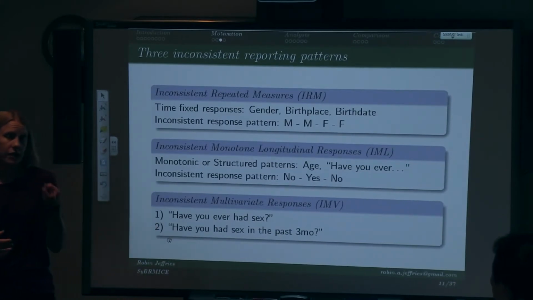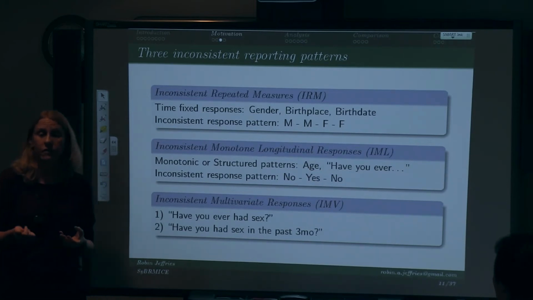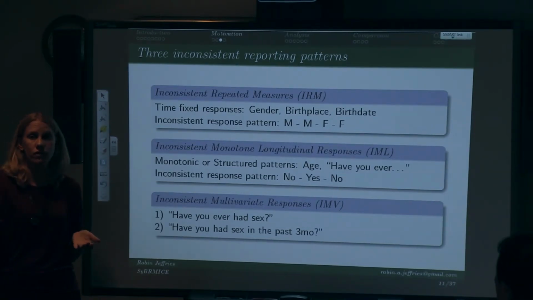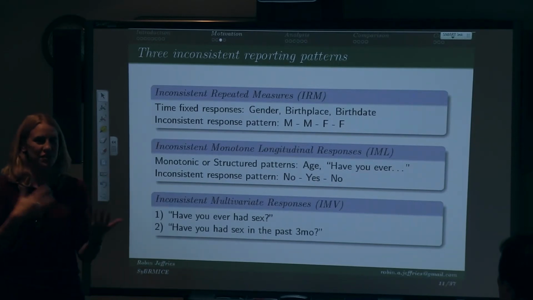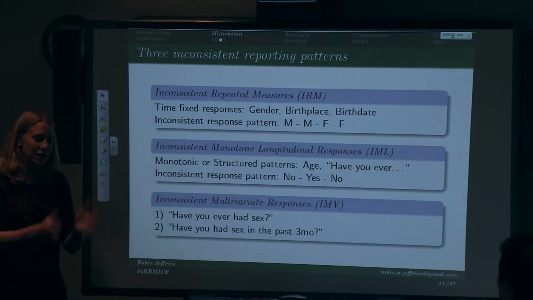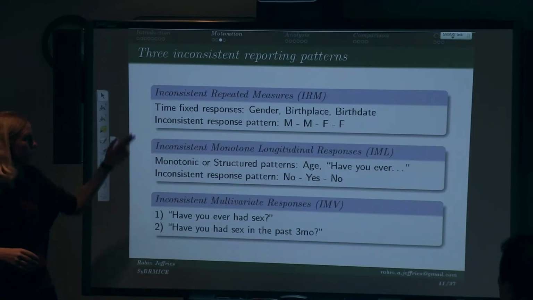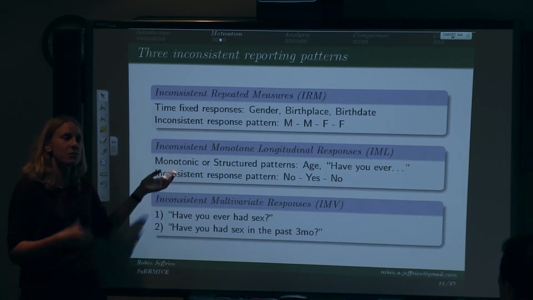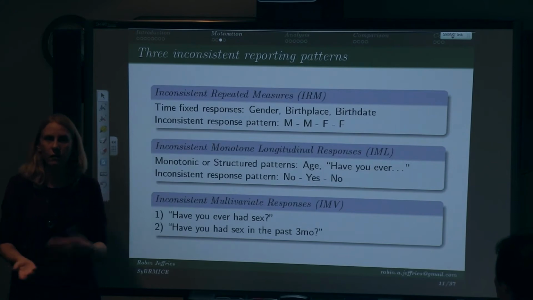So I'm going to talk about 3 specific types of inconsistencies that I found in this data. The first is when we're looking at time-fixed variables, variables that should not change or cannot change over time: their birthplace, their birth date, gender, and since this is adolescence, we're just assuming that transgender or sex change is a non-issue for this population. Then there's the inconsistent monotone longitudinal. This is where you have a structured trend, like age can only increase. They can't report they're younger on a following year.